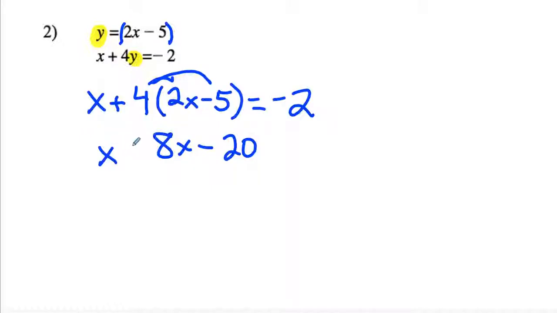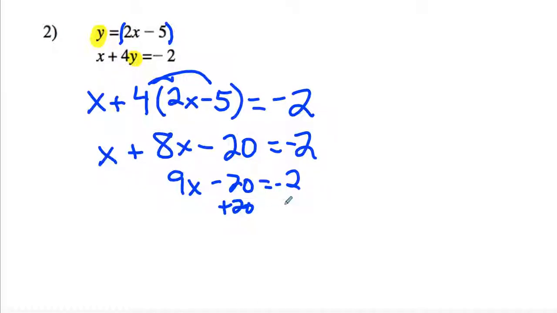And then I still have all this stuff. Equals -2, and I can keep going. Oh, well, this, I can just put this together, right, because it's on the same side of the equal sign, so I just combine it. Minus 20 equals -2. I'm going to add 20 to each side. And I get 9x equals 18, and then I'm going to divide by 9. And my x value is 2.